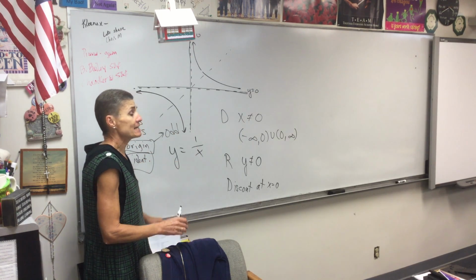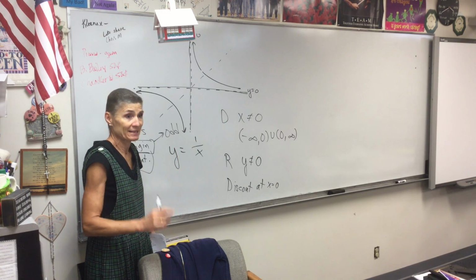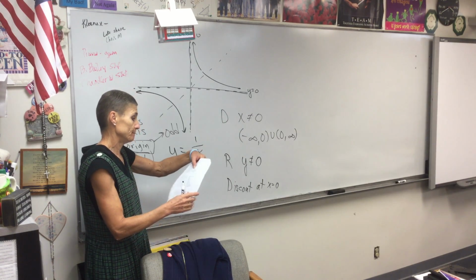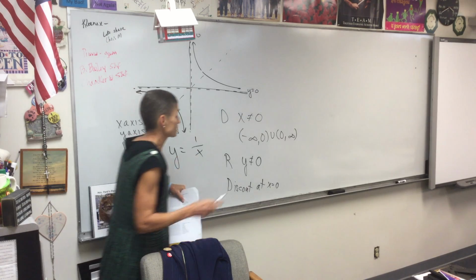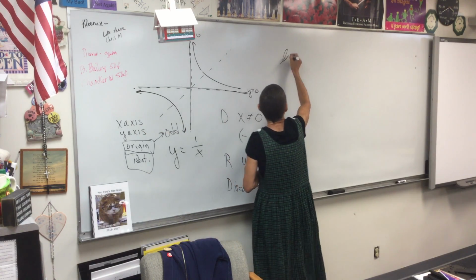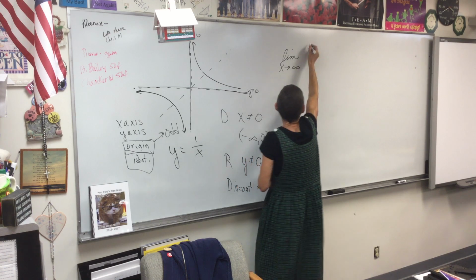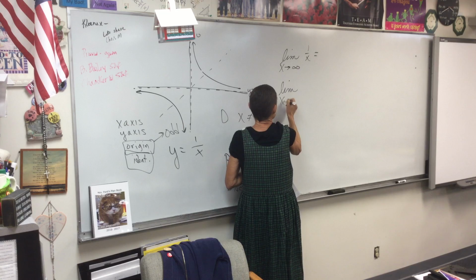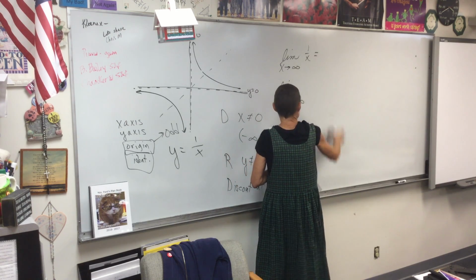Does it have any hills and valleys? Remember, local extrema are mins and maxes. Are there any mins or maxes in that picture? None. We already did the horizontal asymptote and the vertical asymptote, so now we're going to do the end behavior. Remember, the end behavior is the limit of the function as x approaches infinity, and the limit of the function as x approaches negative infinity.